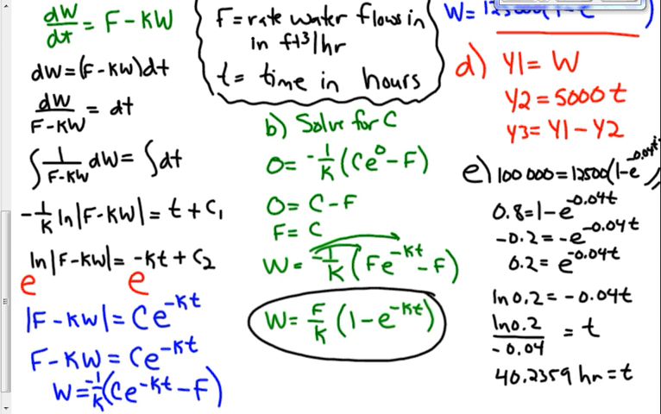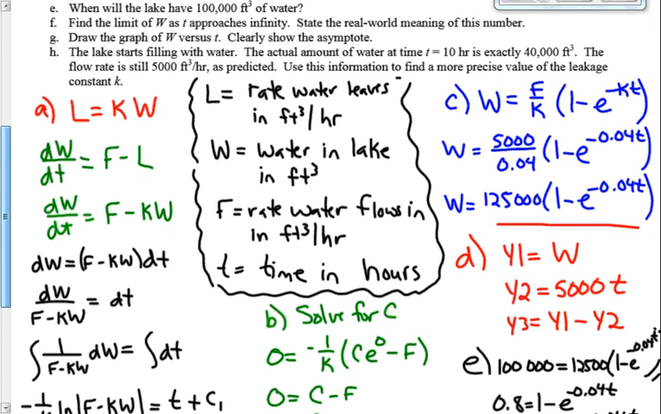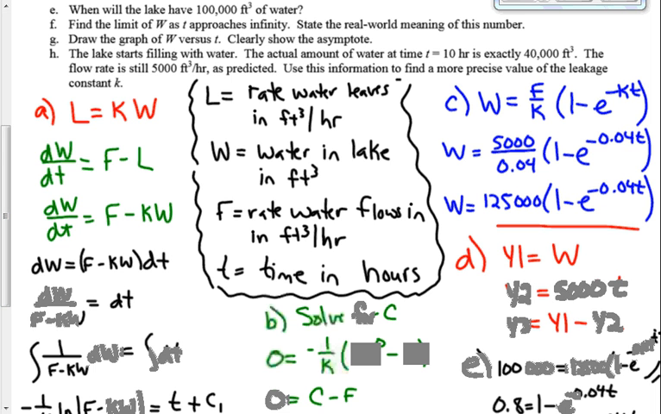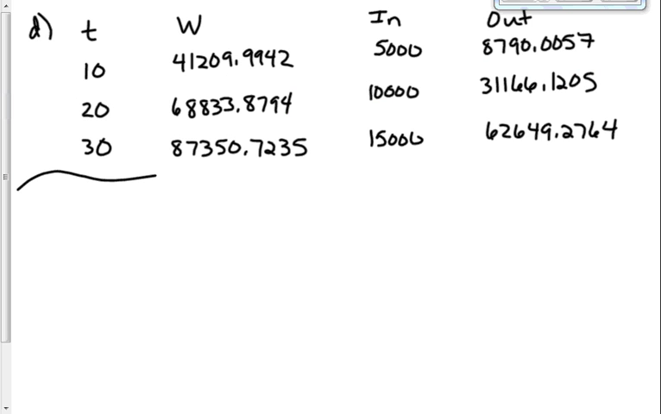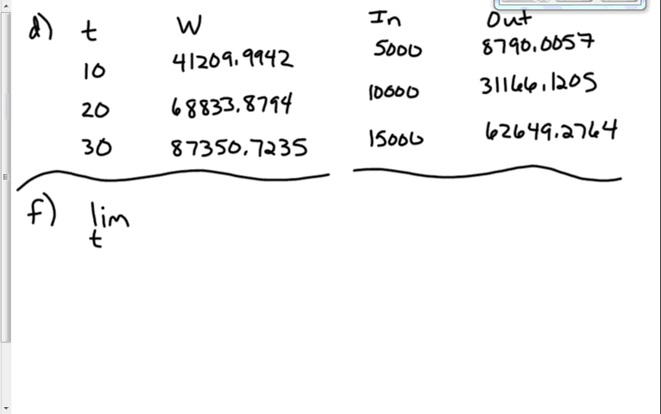Moving on to part F. Find the limit of W as t approaches infinity, and what is the real world meaning of this number. So, moving on to another piece of paper, underneath my table. So we have part F. So I'm taking the limit as t approaches infinity of my W.